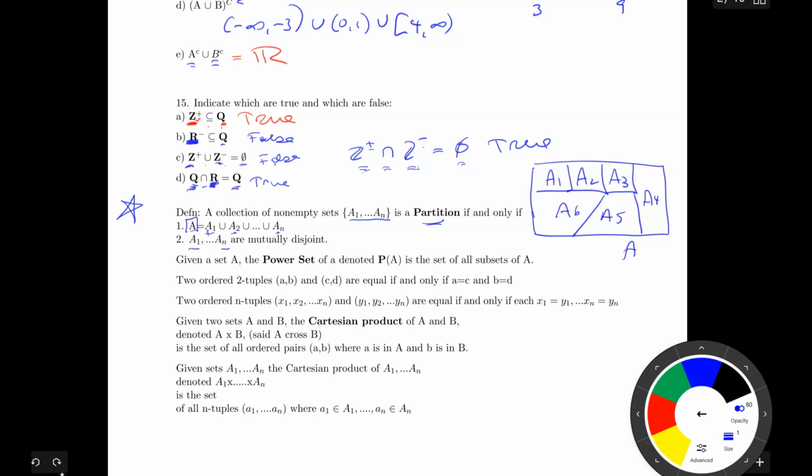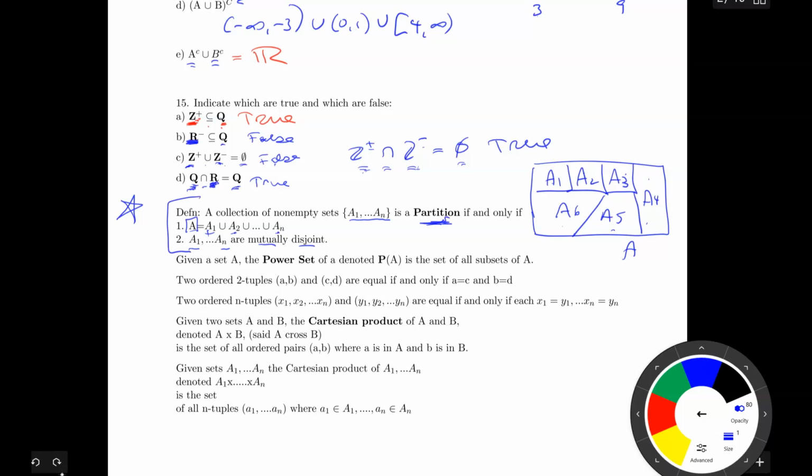And each of the sets are mutually disjoint. There's nothing in common between them, right? There's no intersection, and all of them together make all of A. Okay, so that's called a partition. So that's a big deal. Okay, that's one big definition.